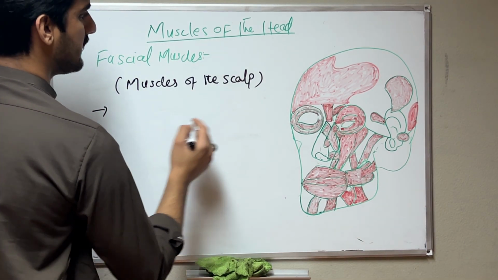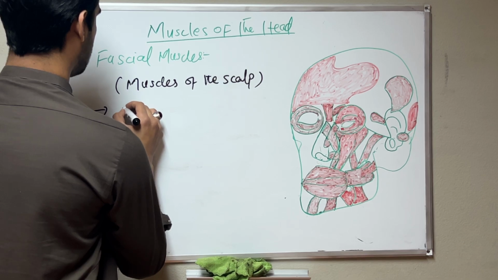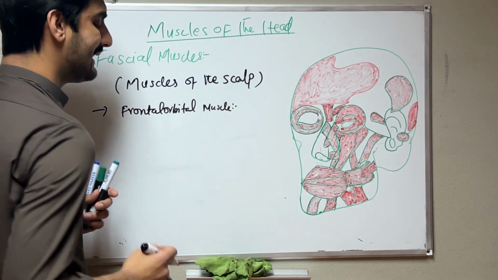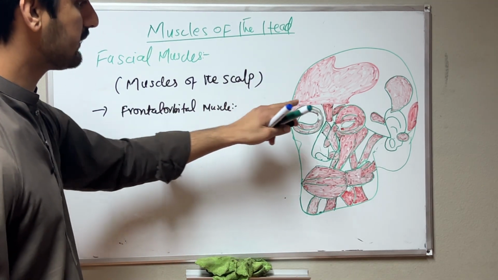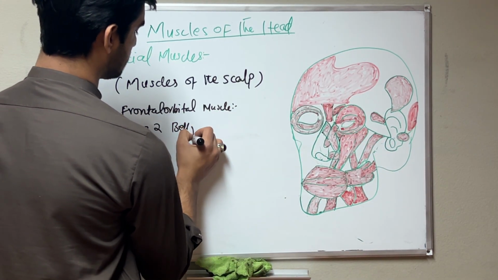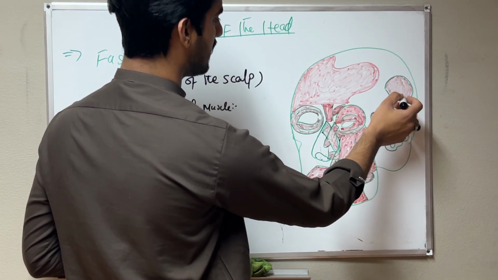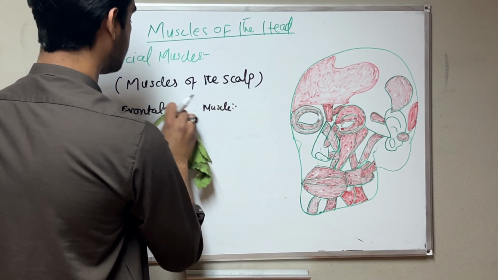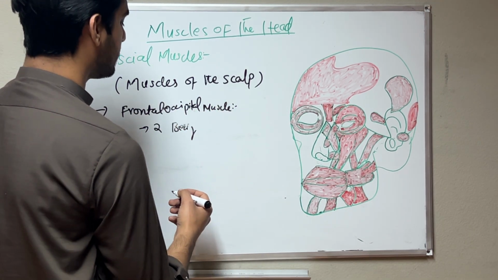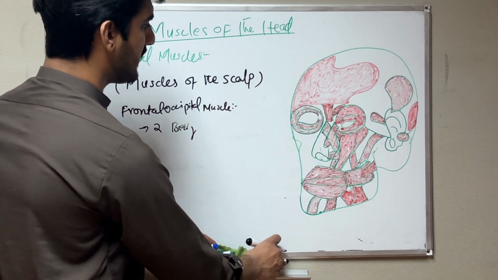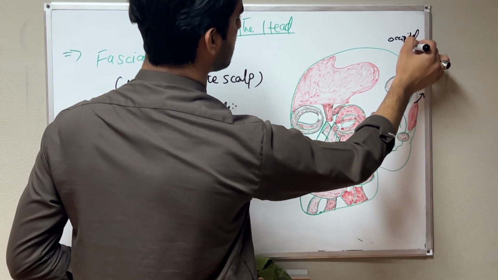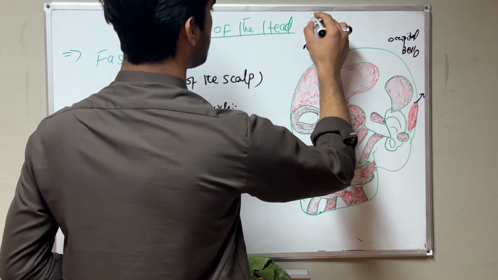The muscle is called the frontal occipital muscle, or in Latin, musculus fronto-occipitalis. Sorry, I first wrote frontal orbital, but it is frontal occipital muscle. We have two bellies. This one is the first belly, called the occipital belly, and this one is the second belly, called the frontal belly.